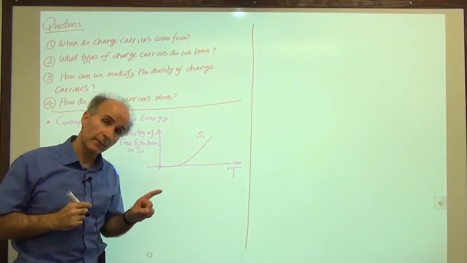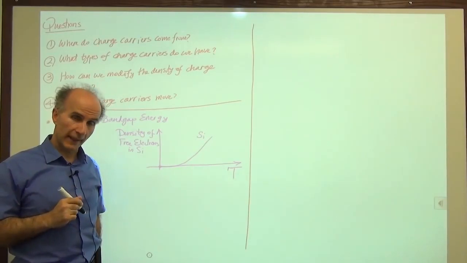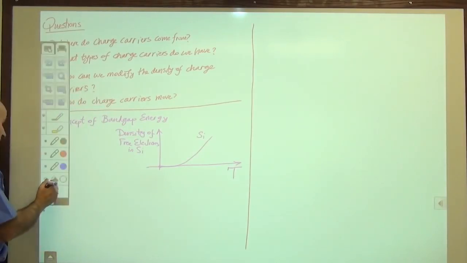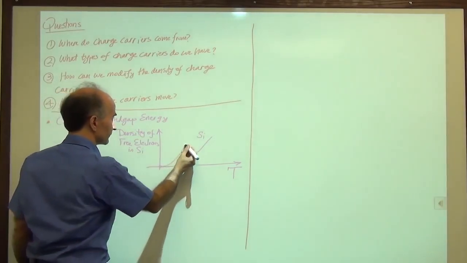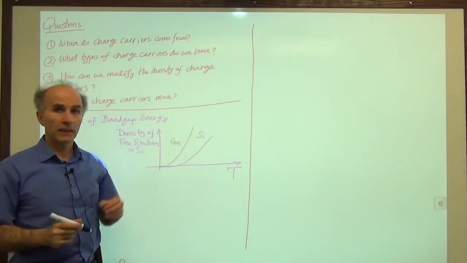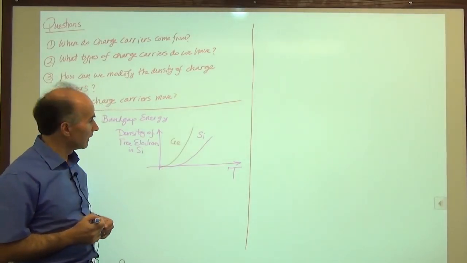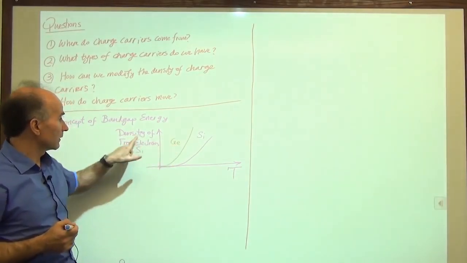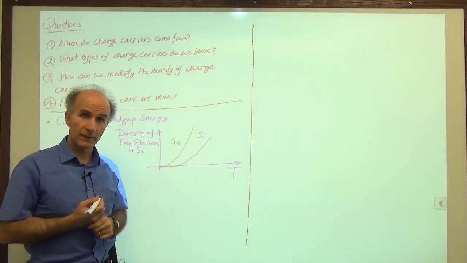Now, if I go to the periodic table, I can find another element that also has 4 electrons in its outermost shell, and that's germanium. So for germanium, if I try to construct the same plot, I will see something like this. So that's germanium. Both of these are in the same column in the periodic table, and they both can be used as semiconductors. All right, so why is it like this? Why is germanium's density of free electrons a stronger function of temperature than silicon's density?